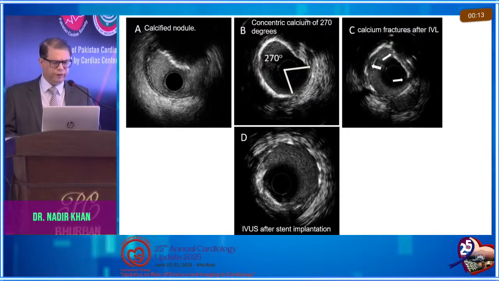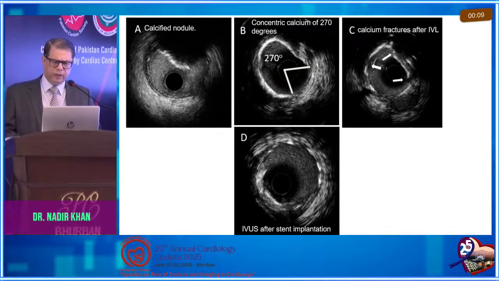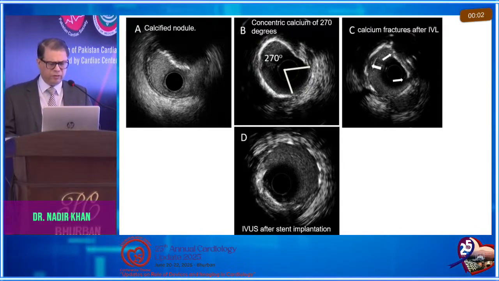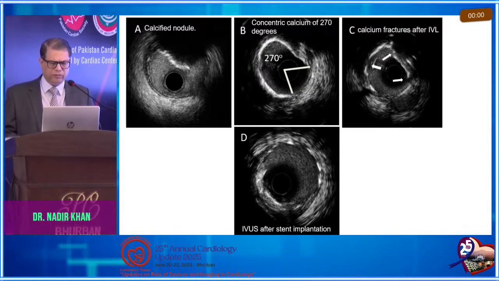So here in the first image you can see the calcified nodule. There's another calcified plaque which is more than 270 degrees, and after using the IVL you can see that there are fractures in the calcium.